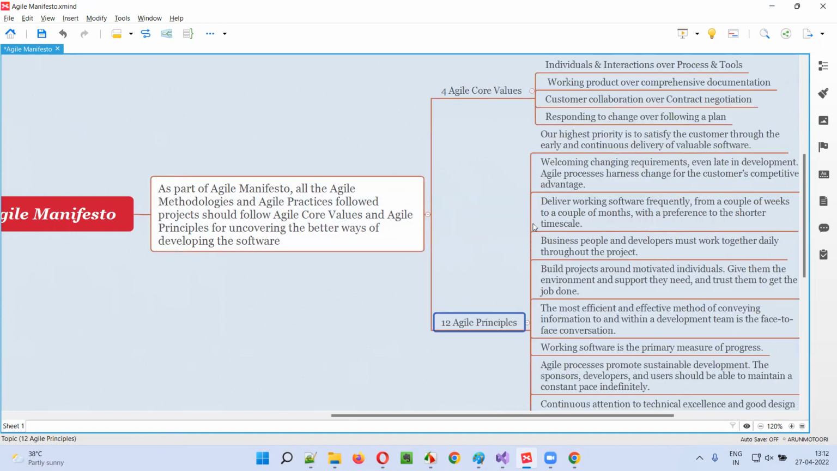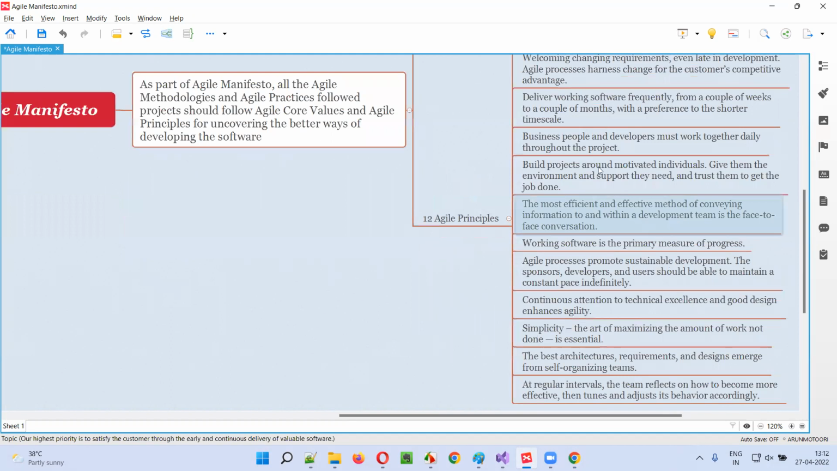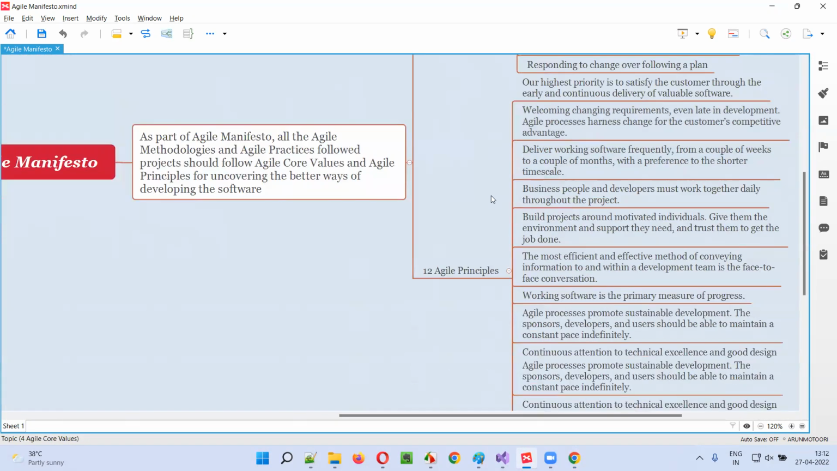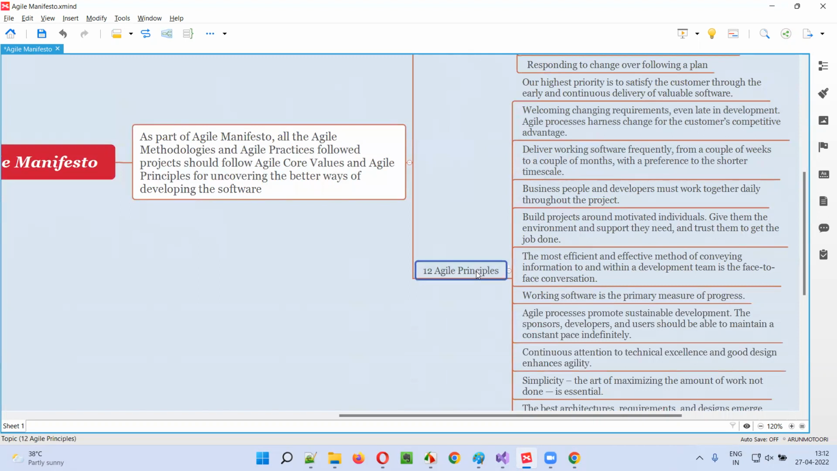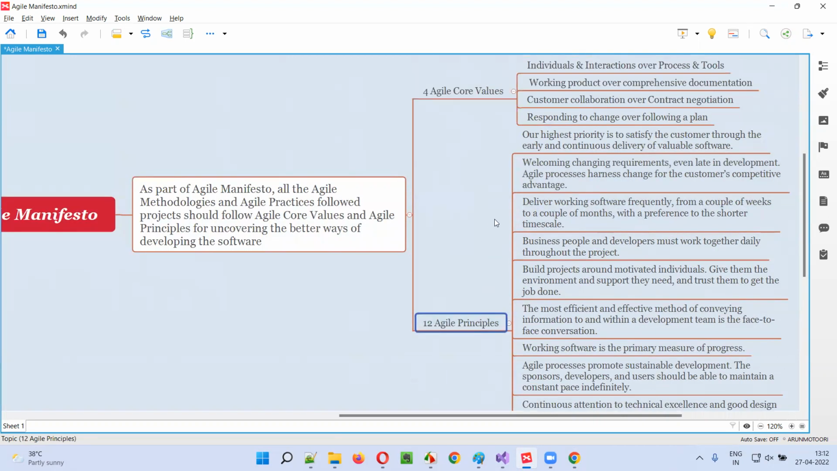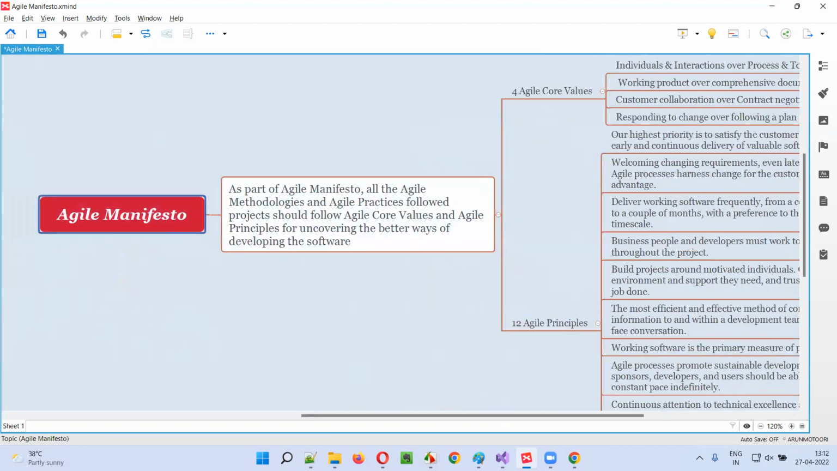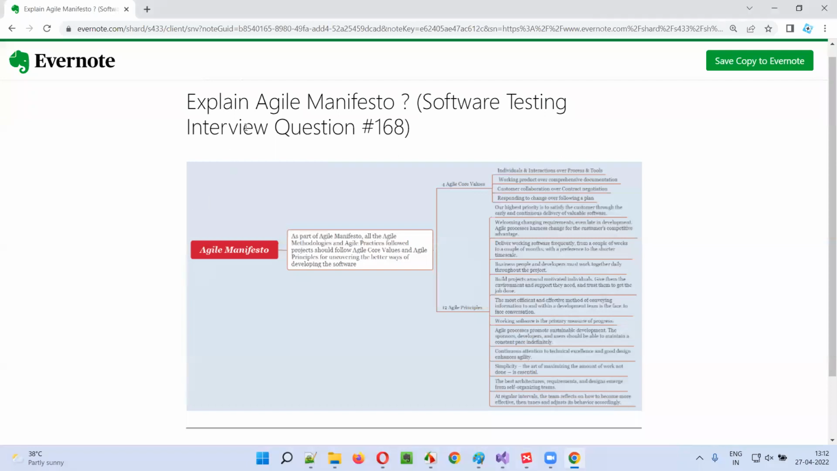And also it has 12 Agile principles. Okay, there are 12 Agile principles. I'll explain more about these 4 Agile core values and 12 Agile principles in the upcoming interview questions and answers. Just in this session, I'm focusing on what is Agile Manifesto at a high level. So hope guys, you got the answer for what is Agile Manifesto in this session.